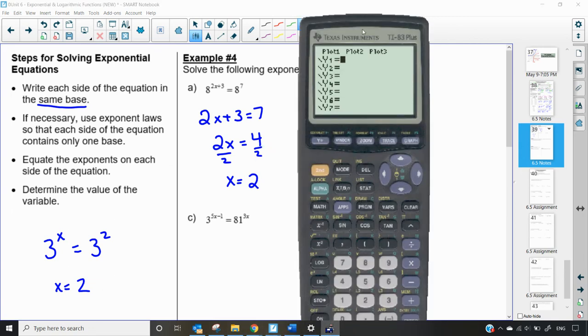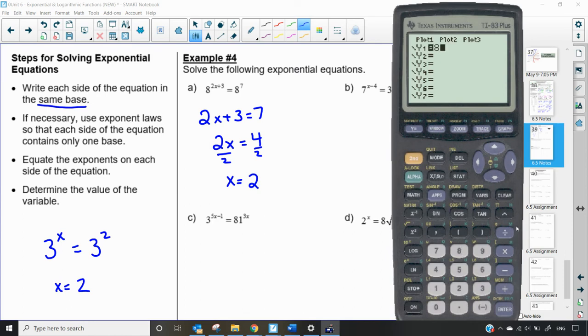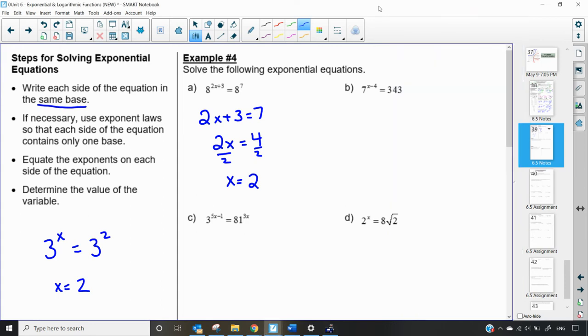On our calculator, I could graph 8 to the exponent in brackets 2x plus 3. And I can graph 8 to the 7. And I could see how these intersect. And second calc 5, enter, enter, enter. And we would get x equals 2. So we can solve these on our calculator simply by putting y1 and y2. And so we'll look at that again later on.